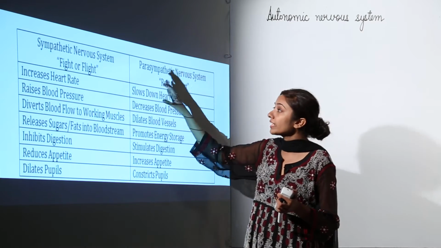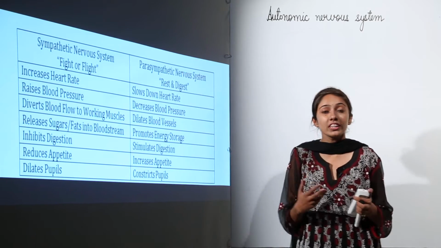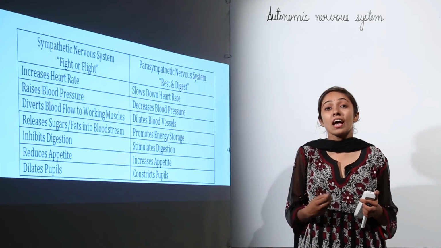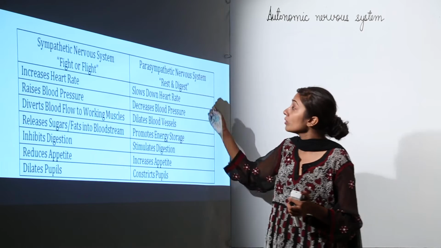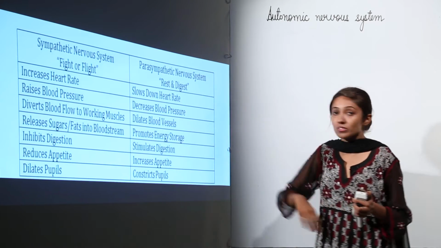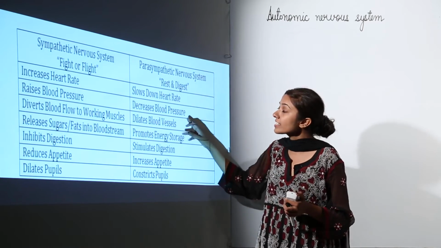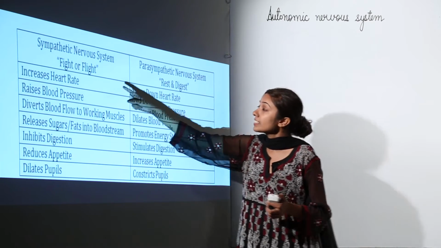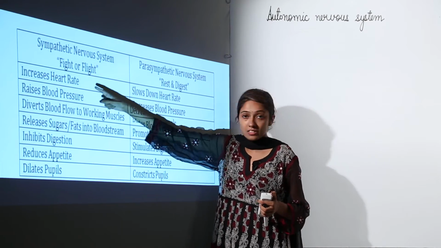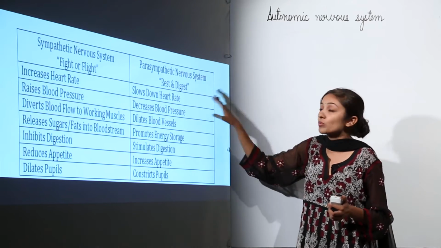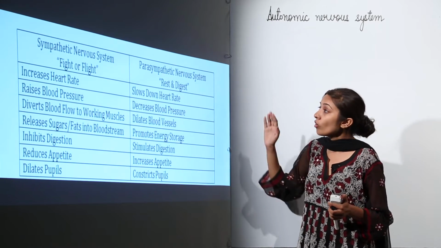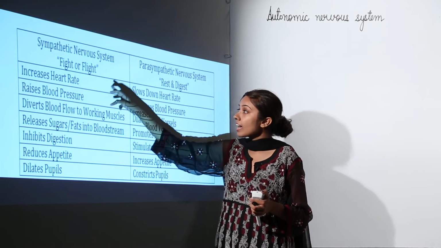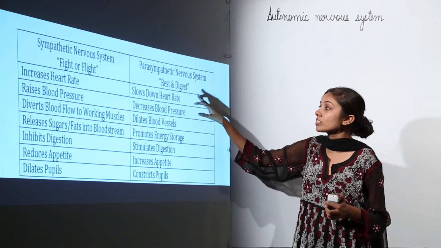Now the sympathetic nervous system prepares your body during emergency situations. It acts during emergency situations. The parasympathetic nervous system is opposite. So it is rest and digest, while sympathetic is fight or flight, which means this nervous system deals with emergency situations while this deals with resting situations. So that is why the sympathetic nervous system increases heart rate, while in this it slows down heart rate.